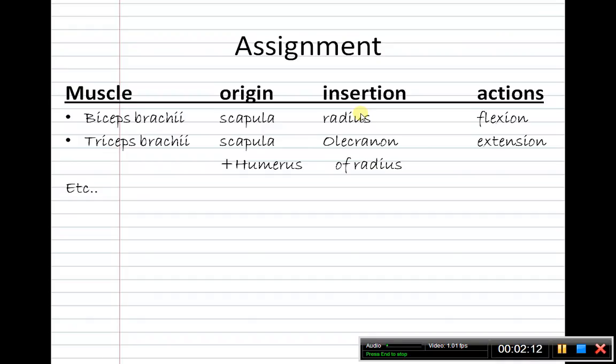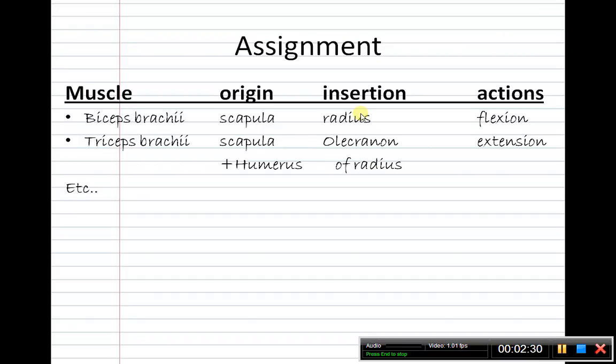Wherever it reaches out to and attaches to when you're developing embryologically, that's where the insertion is. So if you're talking about the bicep, of course the scapula is closest to the center of the body. And if you reach out on your arm to the forearm, that's where the radius is. So origin scapula, insertion radius.